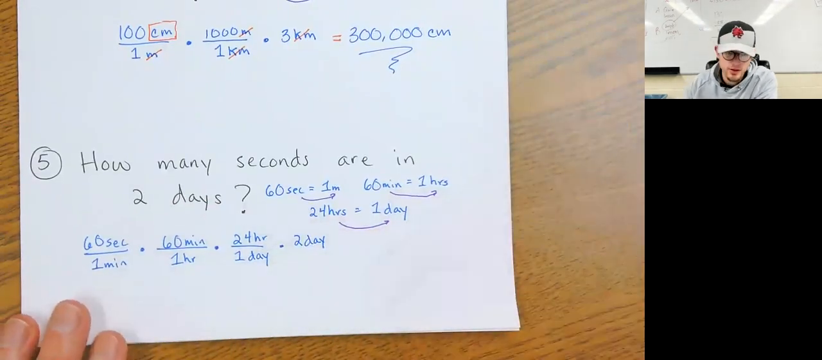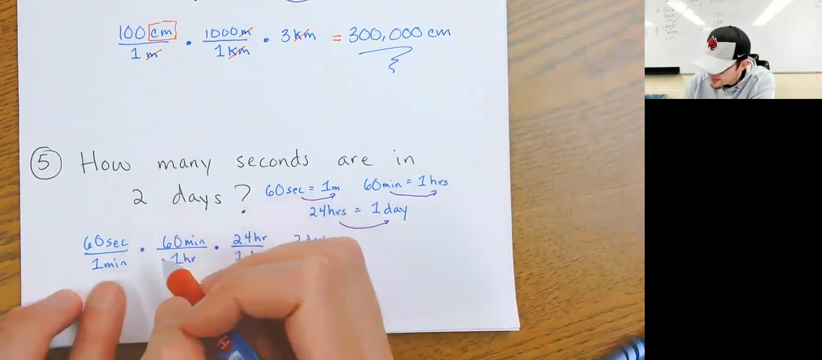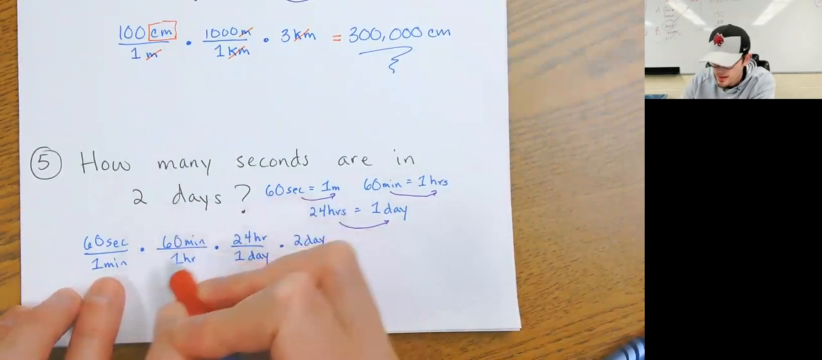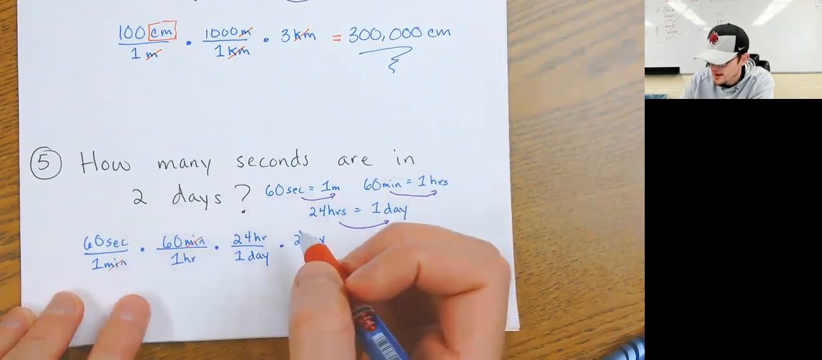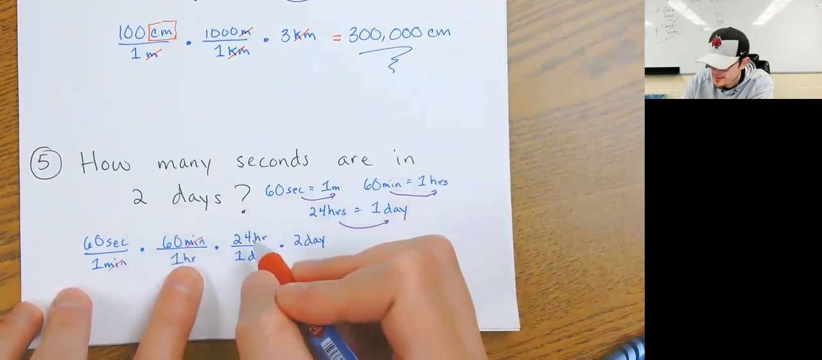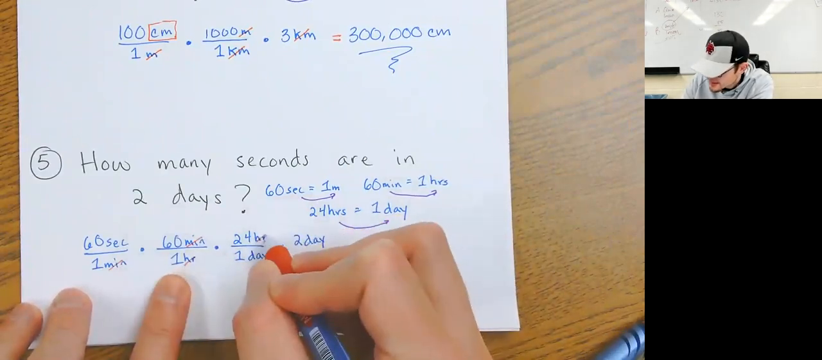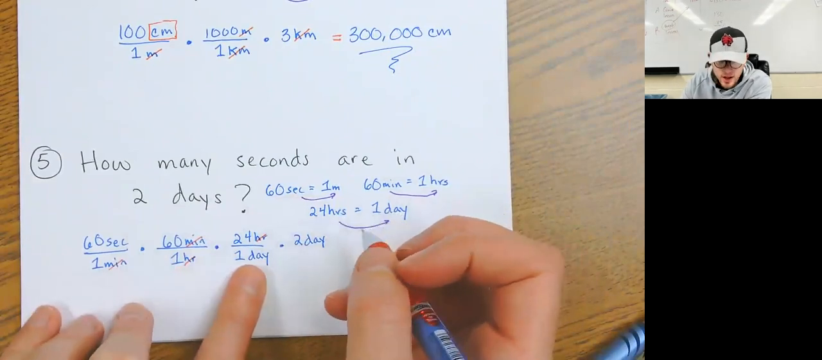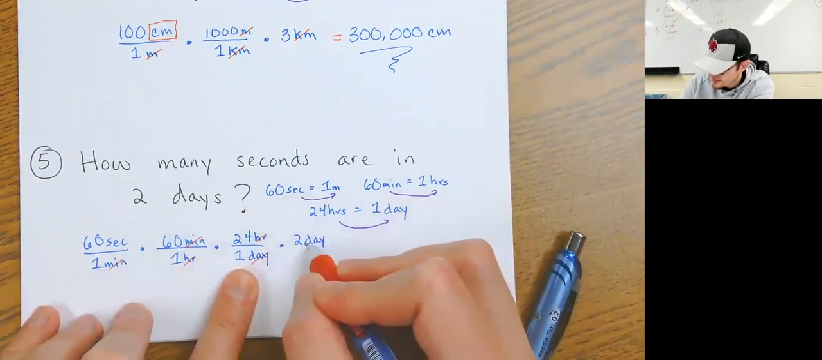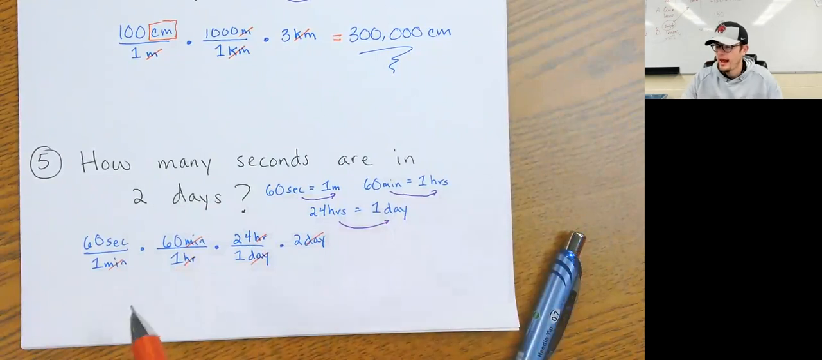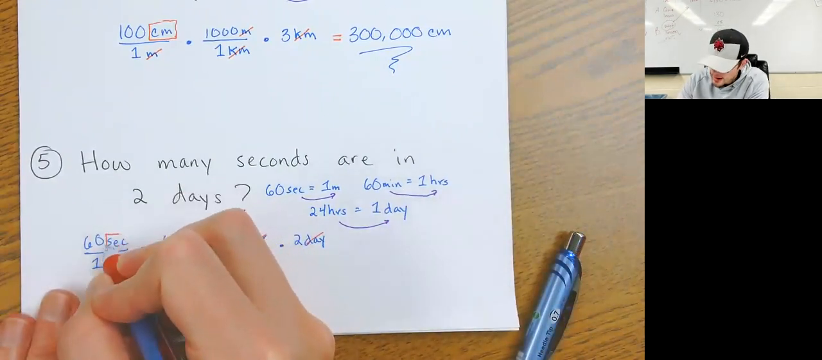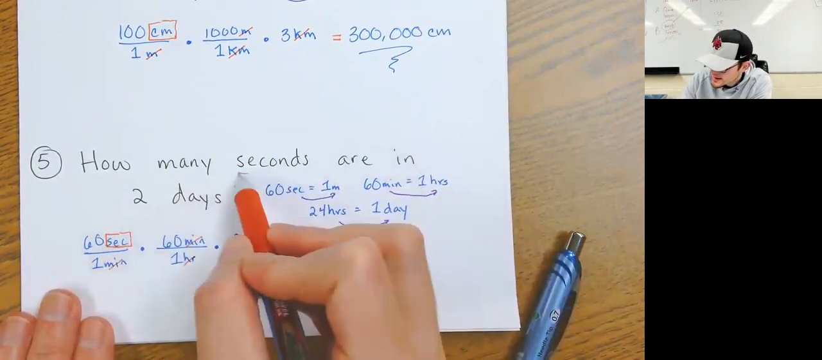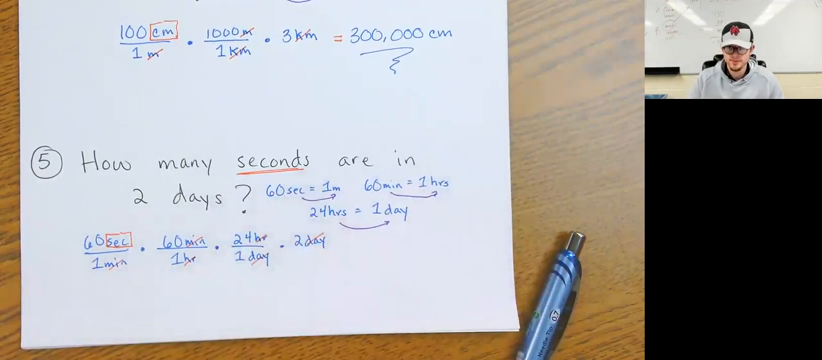So again, you should see that I have minutes on the bottom and minutes on the top, so it cancels out. I have an hour on the bottom and an hour on the top, cancels out. I have a day on the bottom and a day on the top, cancels out. And I'm left with exactly what I wanted. I'm left with the seconds, which is what I'm trying to solve for.